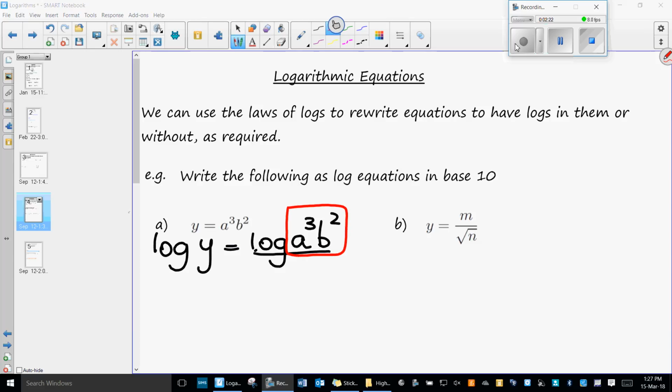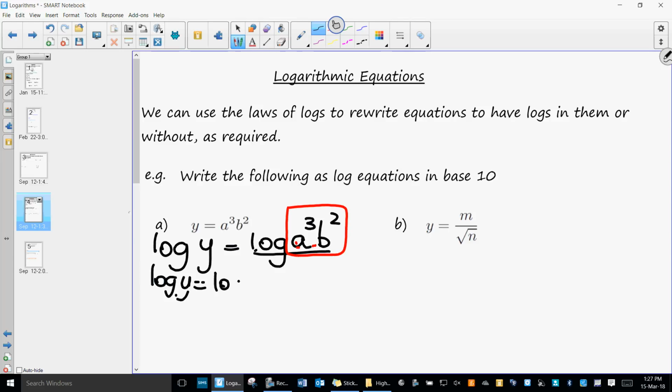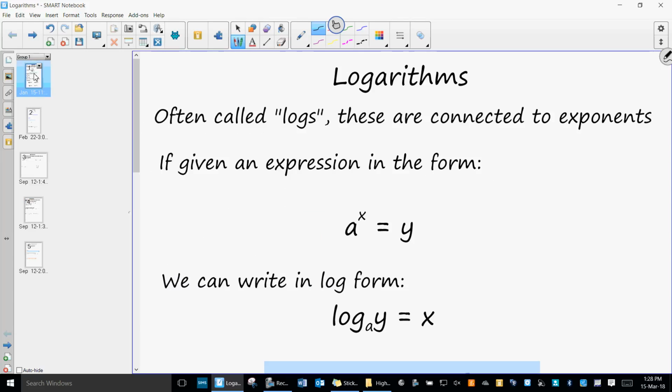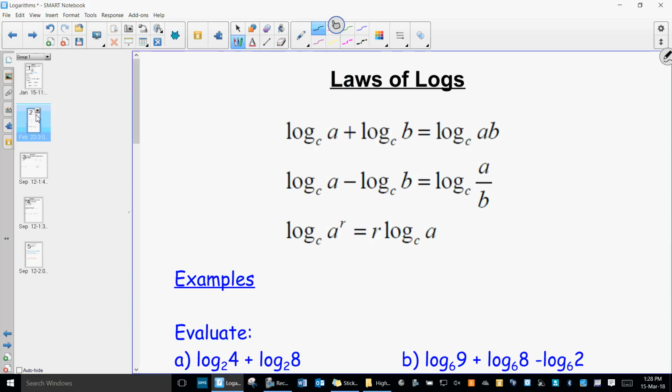We've got log of these two things being multiplied together, aren't they? So we can separate them by saying this is now log y equals log of a cubed plus log of b squared. Wouldn't you just divide them? All right, so remember we had the rule from this lesson that if we had log of a plus log of b, it's log of ab, where they're multiplied together. So if we need to split things, we would have an addition sign in between them.